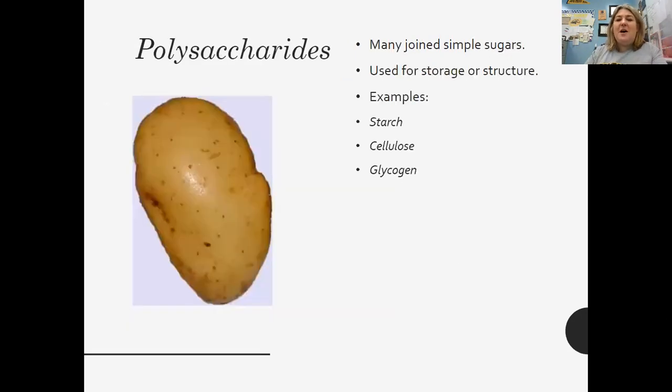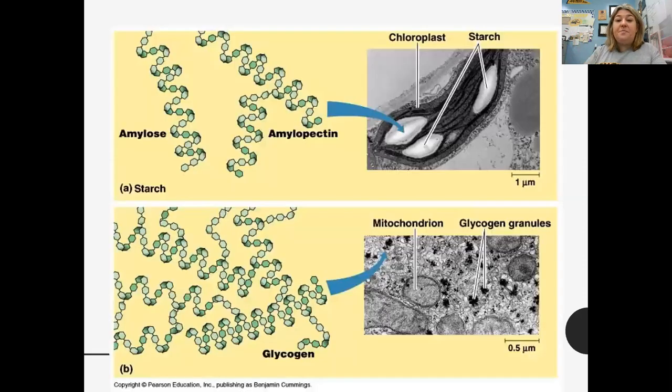And then that brings us to polysaccharides. Polysaccharides are pretty interesting. These are huge, tremendous. It's lots and lots of simple sugars put together in a long chain. Polysaccharides are important because organisms use them to store energy for later. And then they're also used for structures. Some examples of polysaccharides are starches, cellulose, and glycogen.